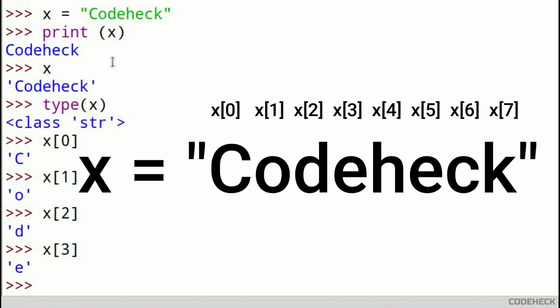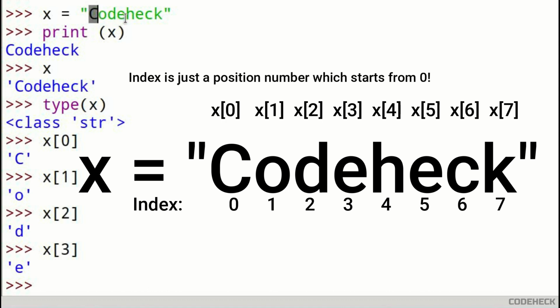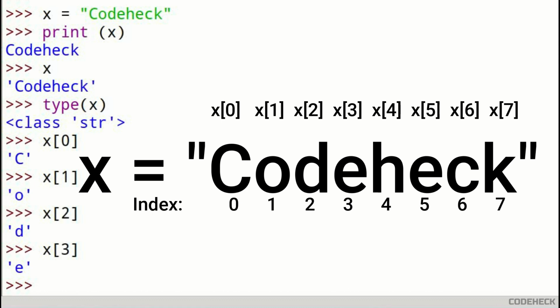Because, well, these numbers are called index. Here is a string and it has 8 letters, and every letter in a string, every character in a string has an index, and the index starts with 0. Well, the index of C is 0, the index of O is 1, the index of D is 2, the index of E is 3.